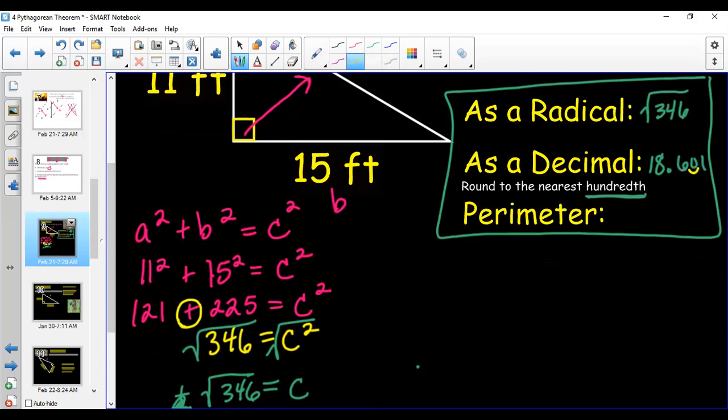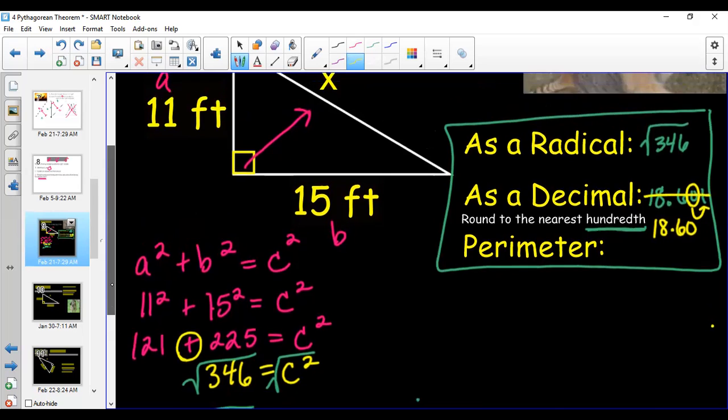So it's tenths, hundredths. I look at this place value and see, does it stay a 0 or does it round up? In this case, it stays a 0. So 18.60 is rounded to the nearest hundredth.